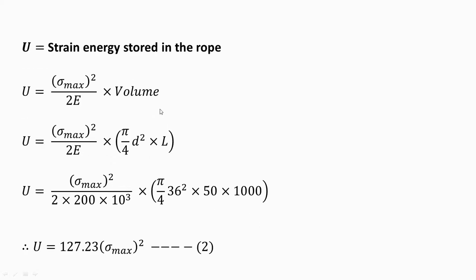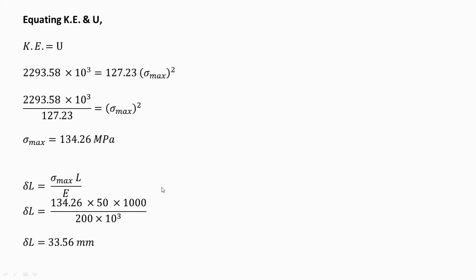Then the strain energy that is stored because of the sudden stoppage of the rope will be sigma square upon 2E into volume. Sigma square is unknown to us. 2 into E is 200 into 10 raised to 3. Volume is pi by 4 into D square, that is pi by 4 into 36 square into 50,000. So the value of U comes out to be 127.23 in terms of sigma max square, and call this equation 2.